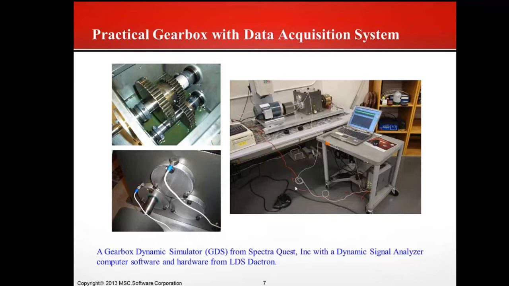This test rig is called the Gearbox Dynamics Simulator from SpectraQuest. Here is our gearbox. This is a motor. Here is a control box, and here there's a laser key phasor, and this is the coupling. Here is our gearbox with a brake. We connect this system with the computer software called LDS Dactron. We have the laptop here to get the signal from the accelerometer on the top of the gear.